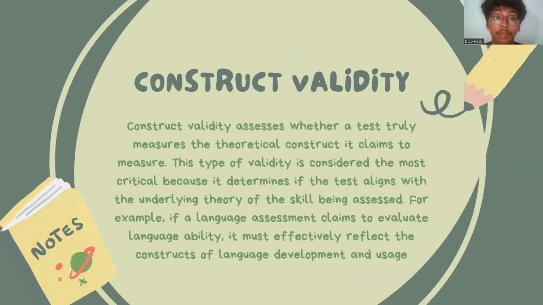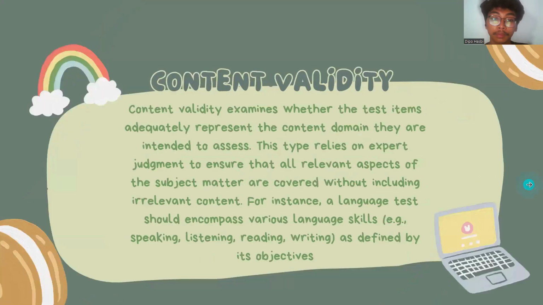Now, for the first type of validity, construct validity. Construct validity assesses whether a test truly measures the theoretical construct it claims to measure. This type of validity is considered the most critical because it determines if the test aligns with the underlying theory of the skill being assessed. For example, if a language assessment claims to evaluate language ability, it must effectively reflect the construct of language development and usage.